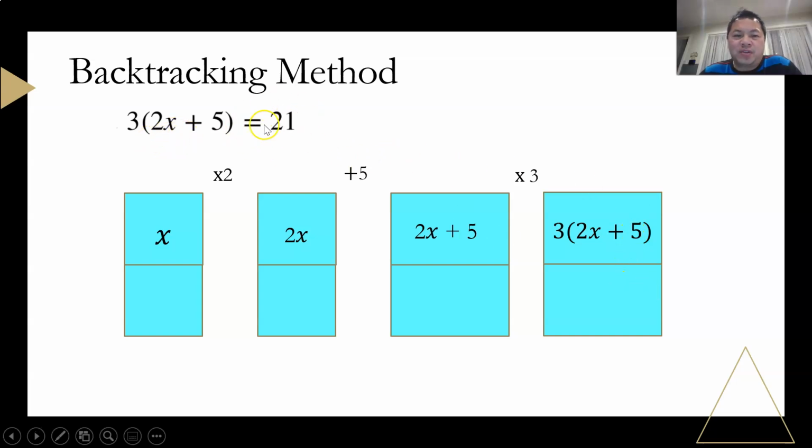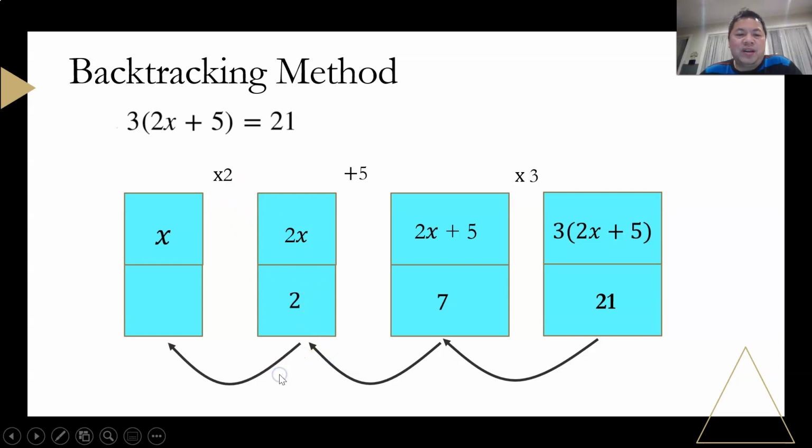So now again, I substitute the answer inside the final answer. I work backwards. Instead of times 3, I divide by 3. I get 7. So instead of plus 5, I minus 5, which I get 2. Instead of times 2, I divide by 2. I get 1. 1 is the answer. Let's substitute inside. 2 times 1 is 2. 2 plus 5 is 7. 3 times 7 is 21. And that's the correct answer.